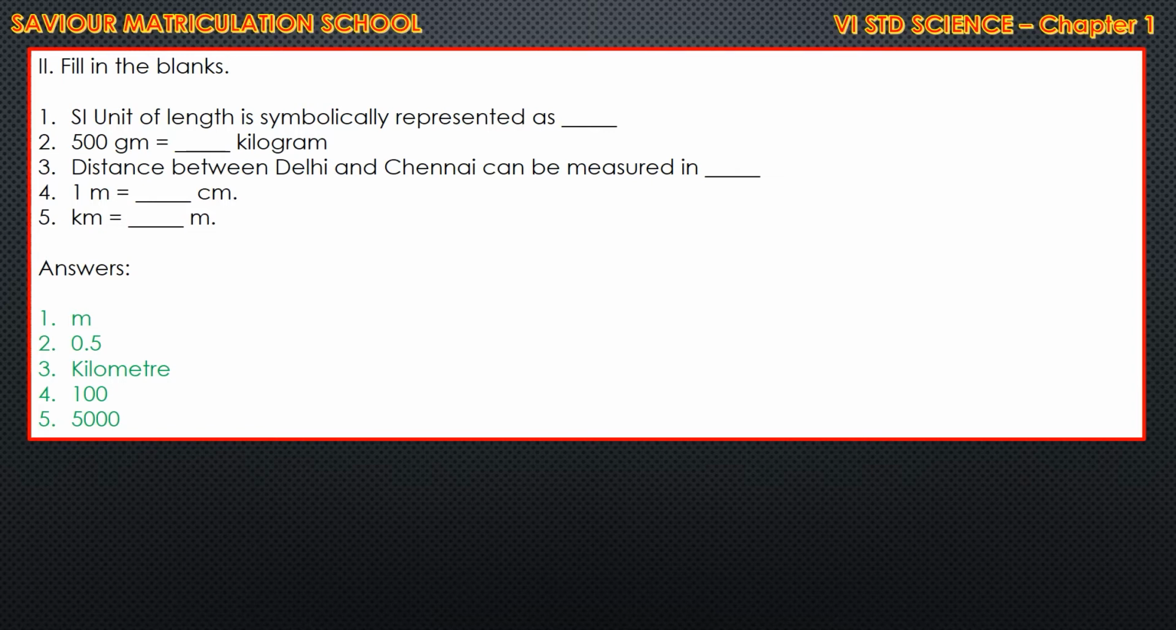Then third, distance between Delhi and Chennai can be measured in kilometer. Then fourth one, 1 meter is equal to dash centimeters, that is 100 centimeter. Fifth one, kilometer is equal to dash meter, that is 5000 meter.